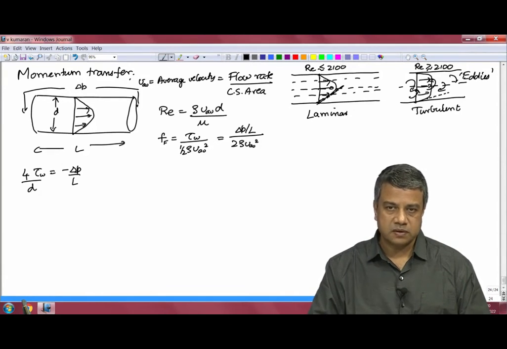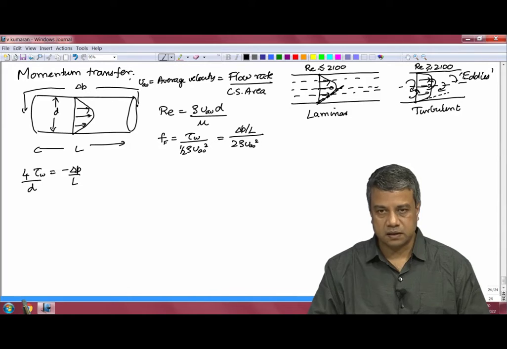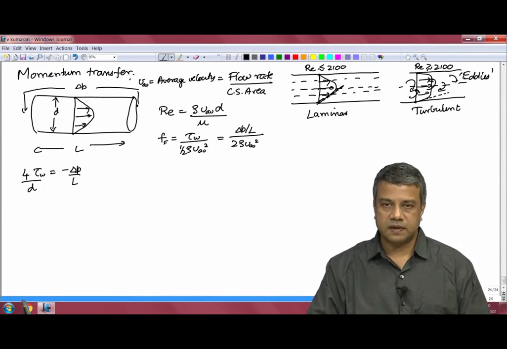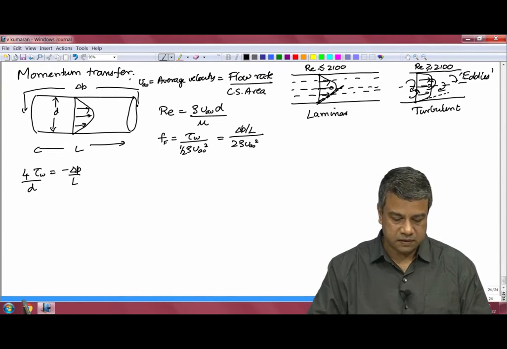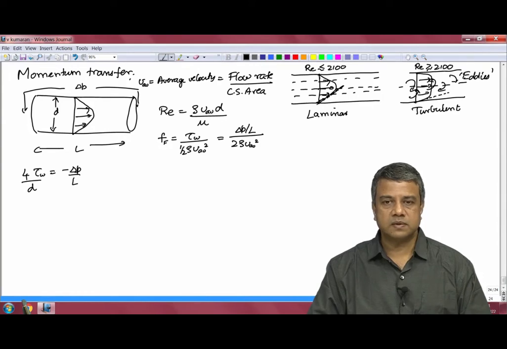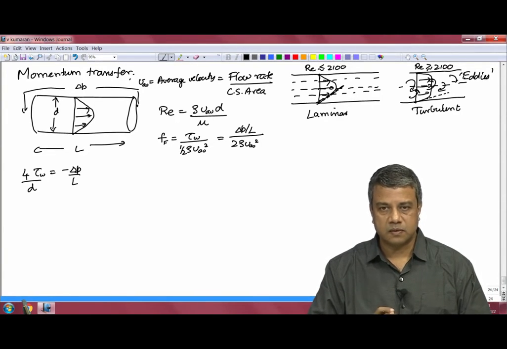Because momentum is also transferred across the flow by the fluid velocity fluctuations, the friction factor for a turbulent flow is also much larger than that for a laminar flow. So, these are two distinct regimes with two distinct properties, and the transport properties will depend upon which regime one is operating in.